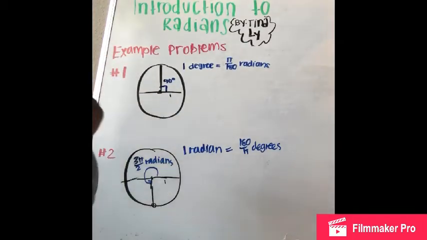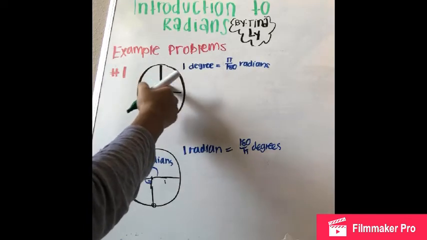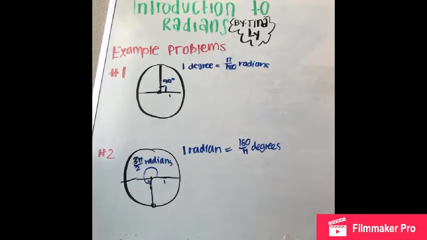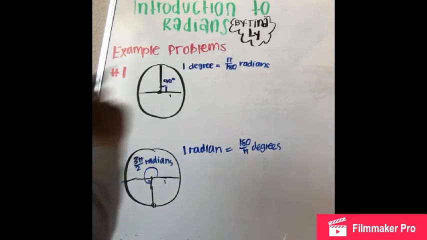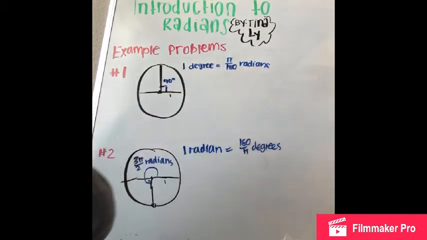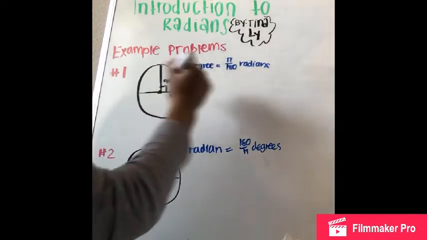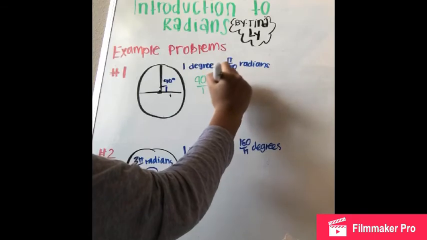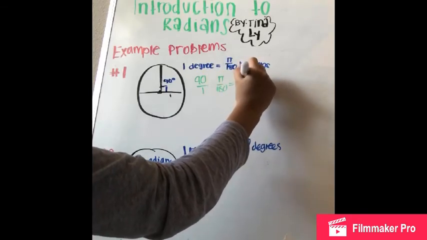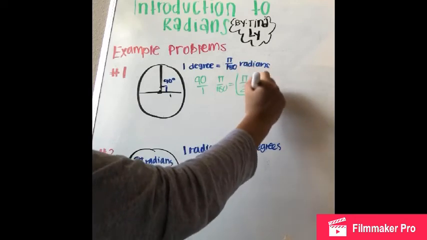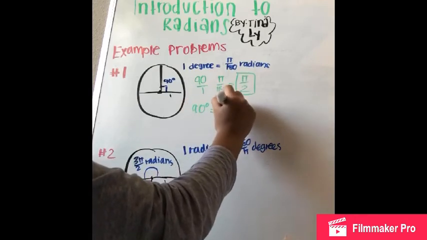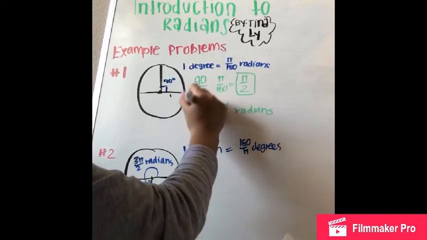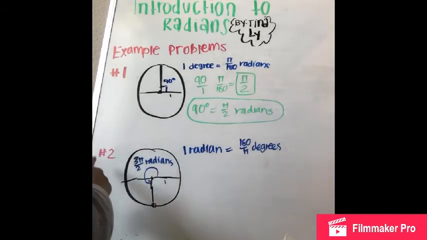Number 1. Here we see that the angle being represented on this circle is 90 degrees with radius 1. What would this be if converted to radians? As we learned before, 1 degree equals pi over 180 radians. So in order to convert 90 degrees to radians, we multiply 90 over 1 with pi over 180, which gets us to pi over 2. So the angle of 90 degrees on this circle is also equal to pi over 2 radians when converted from degrees to radians.